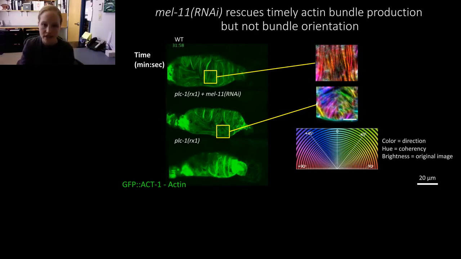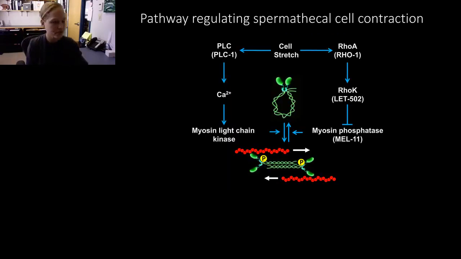All right, so myosin activity is required for bundle production, but something about the proper activation of myosin is important for producing the stereotyped organized network. All right, back to the slide.